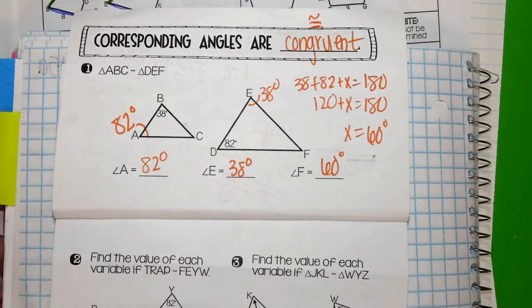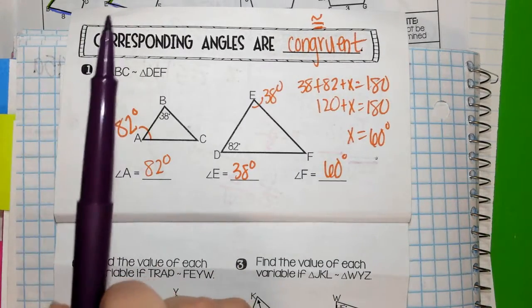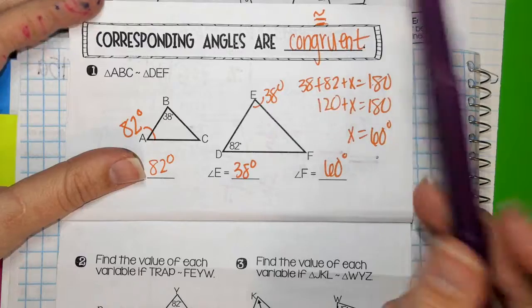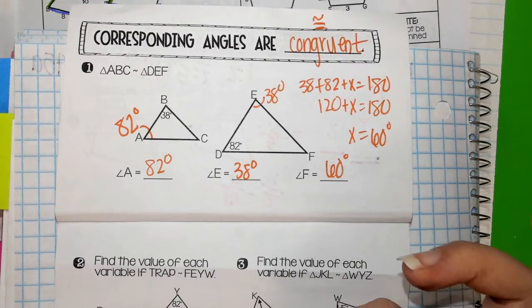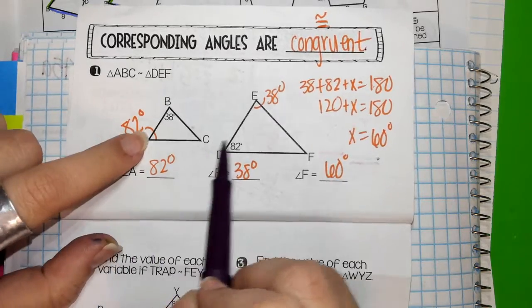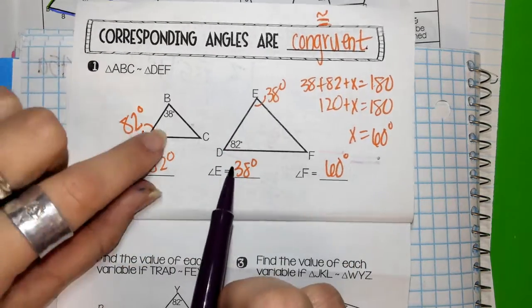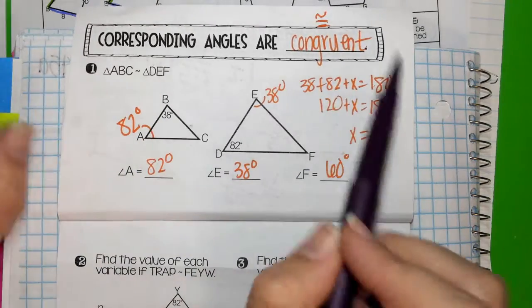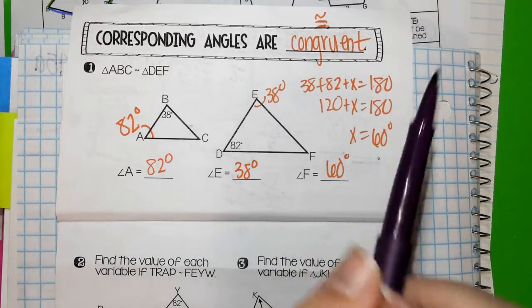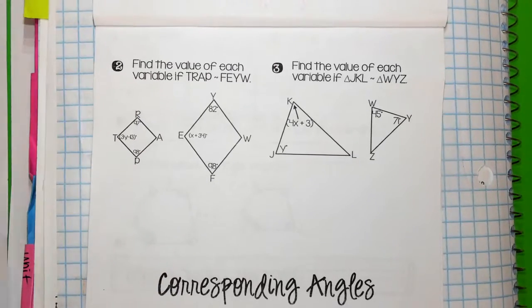All right, corresponding angles are the same, which means they are the same measure. So we said that angle A was 82 because it's in the same position as D. E was 38 because it's in the same position as B. And to get C, we added them all up and set it equal to 180. All right, now let's look at number 2.